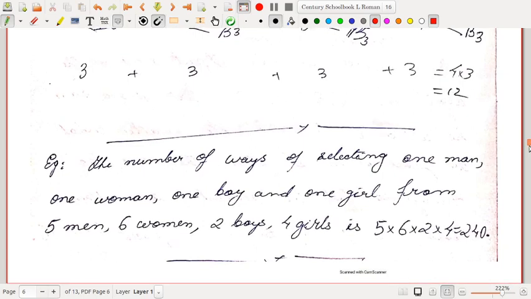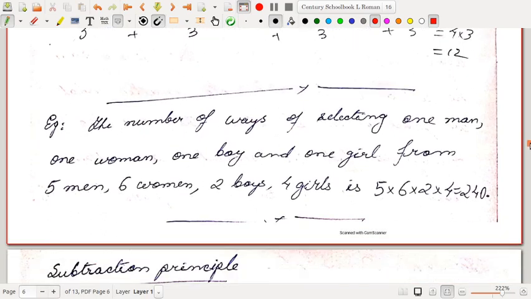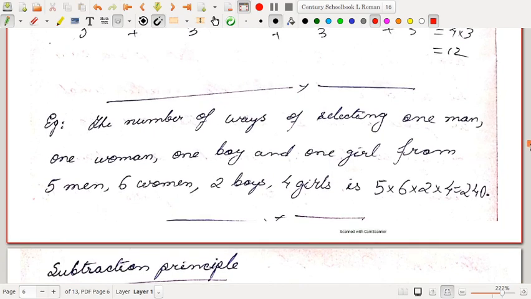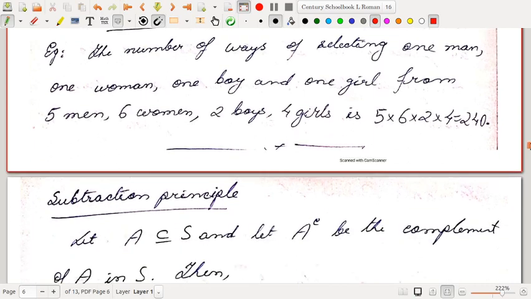Say another example: the number of ways of selecting one man, one woman, one boy and one girl from 5 men, 6 women, 2 boys and 4 girls is what? So one man can be selected in 5 ways. For each choice of the man, there are 6 choices for the woman, so 5 into 6. For each choice of the man and woman, there are 2 choices for the boys. So that way, the continued multiplication principle.